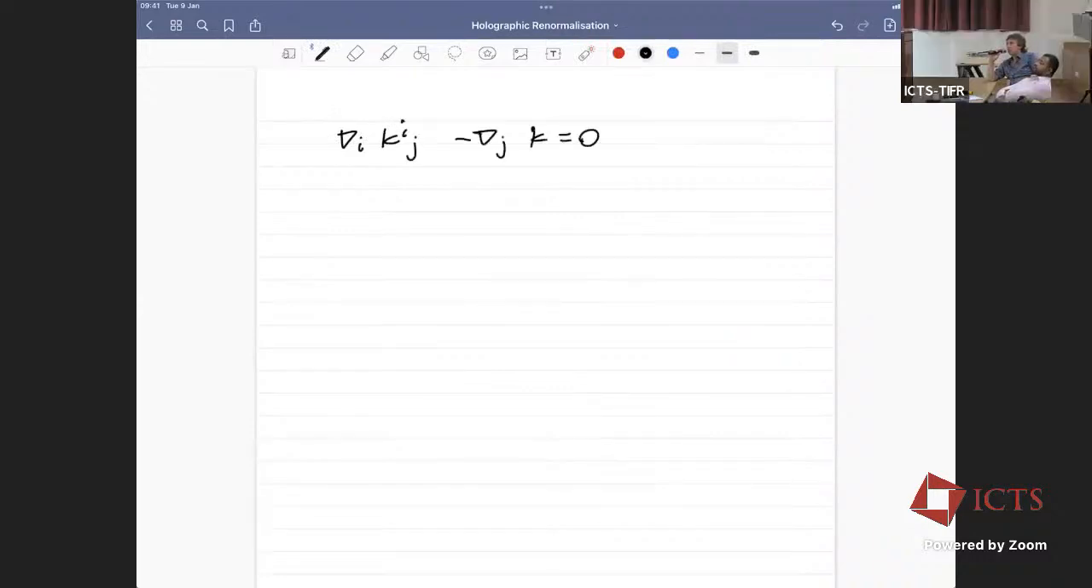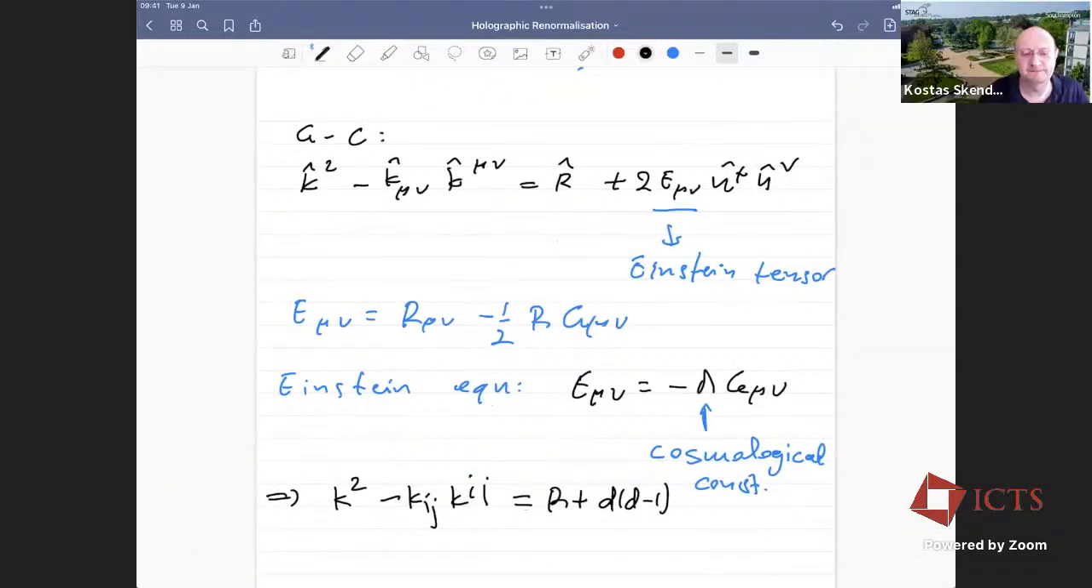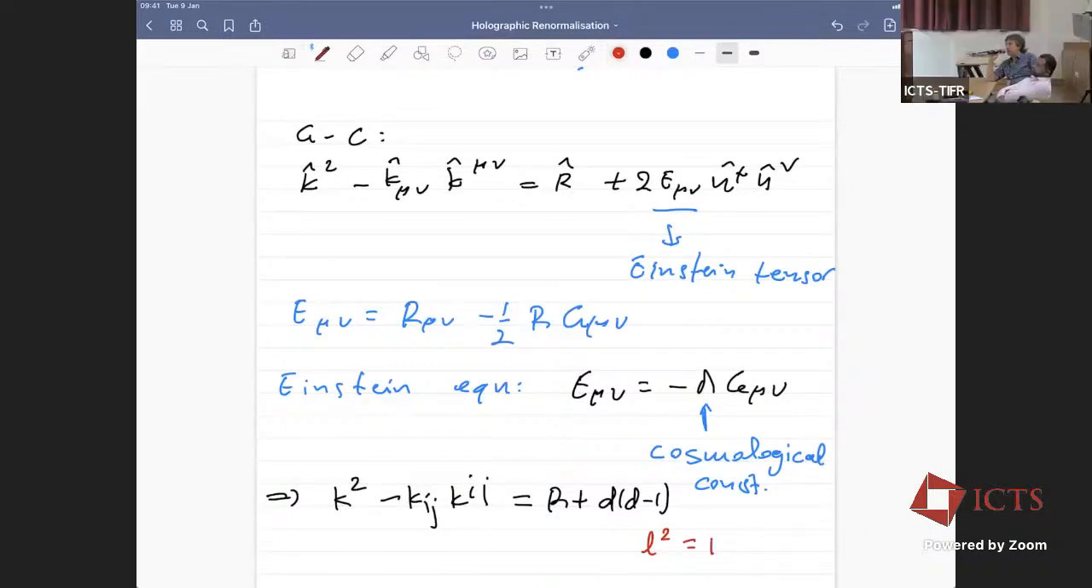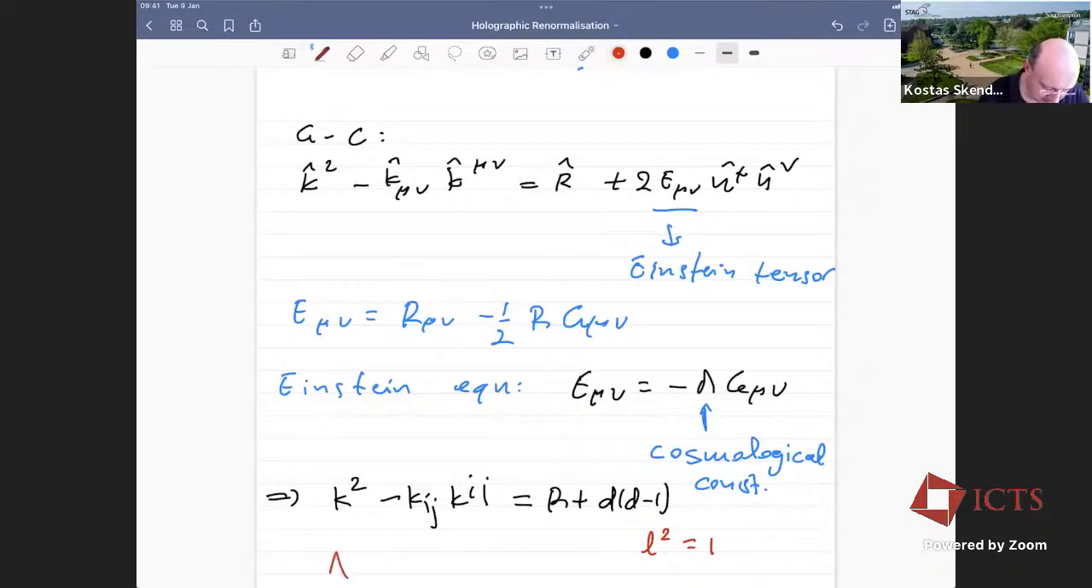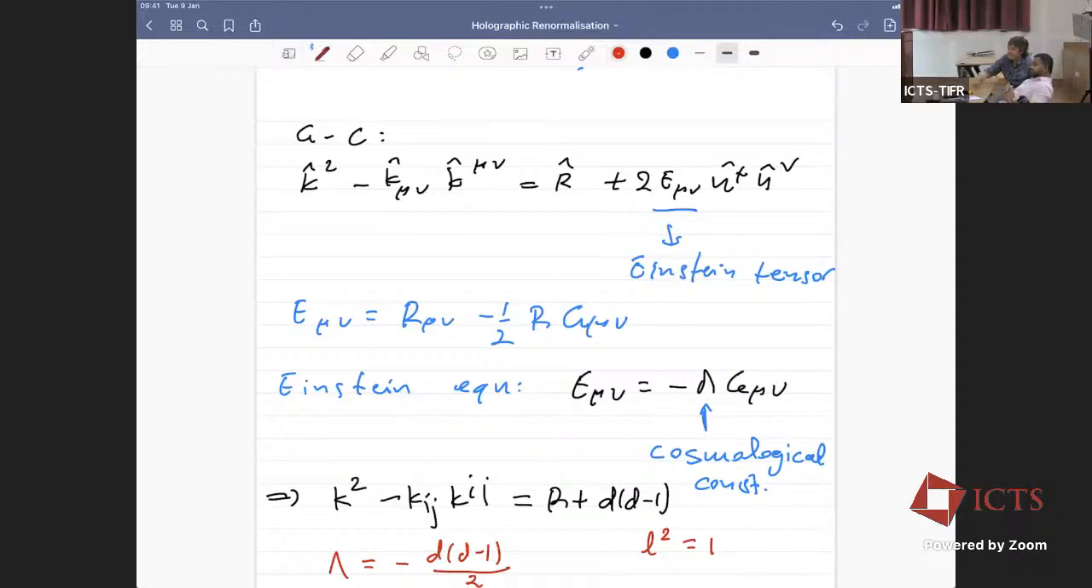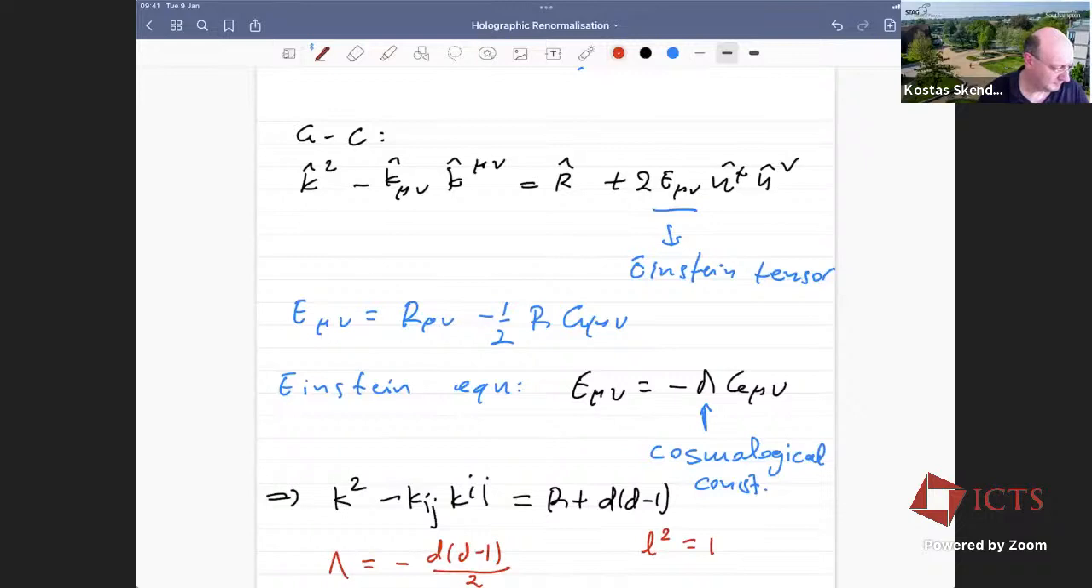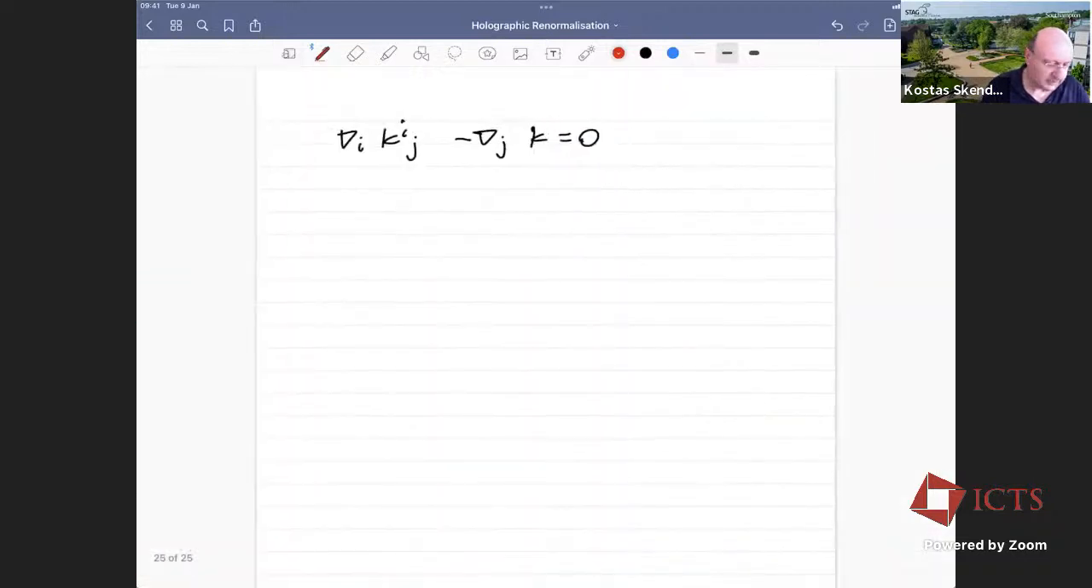Kostas, can you go back? Yep. The units don't match? Yeah, so I have set the AdS scale to 1. So capital Lambda is minus d(d minus 1)/2, and then the AdS radius is equal to 1. Okay, thank you. Then we get that equation.